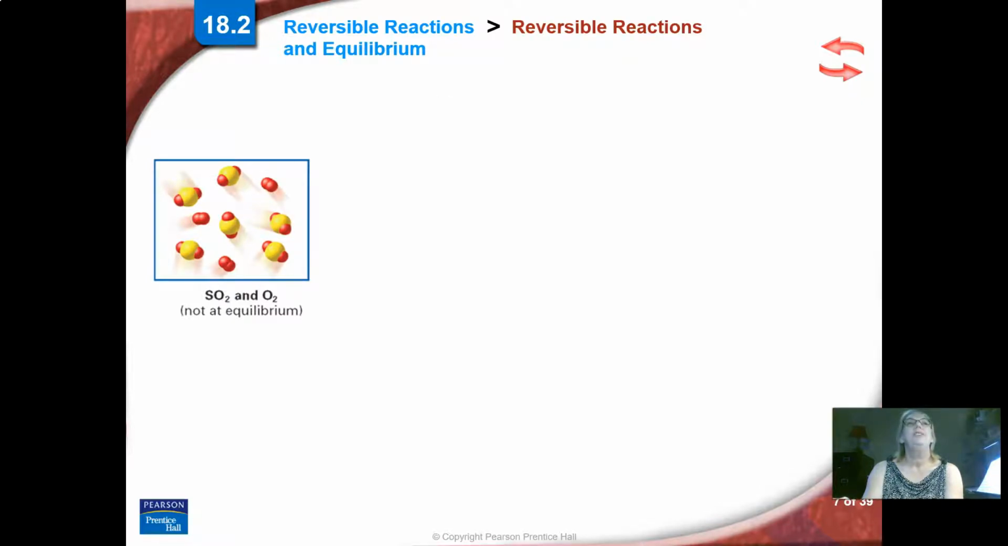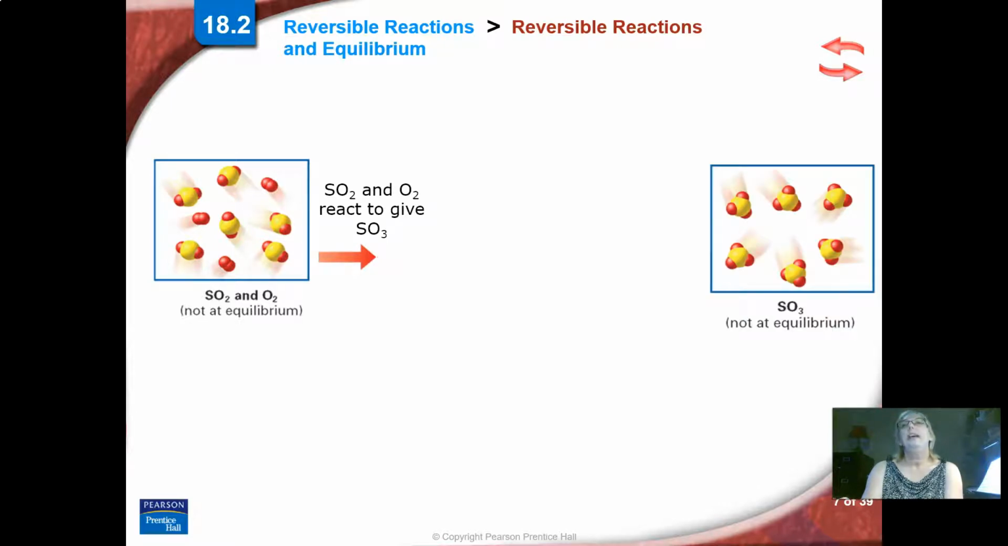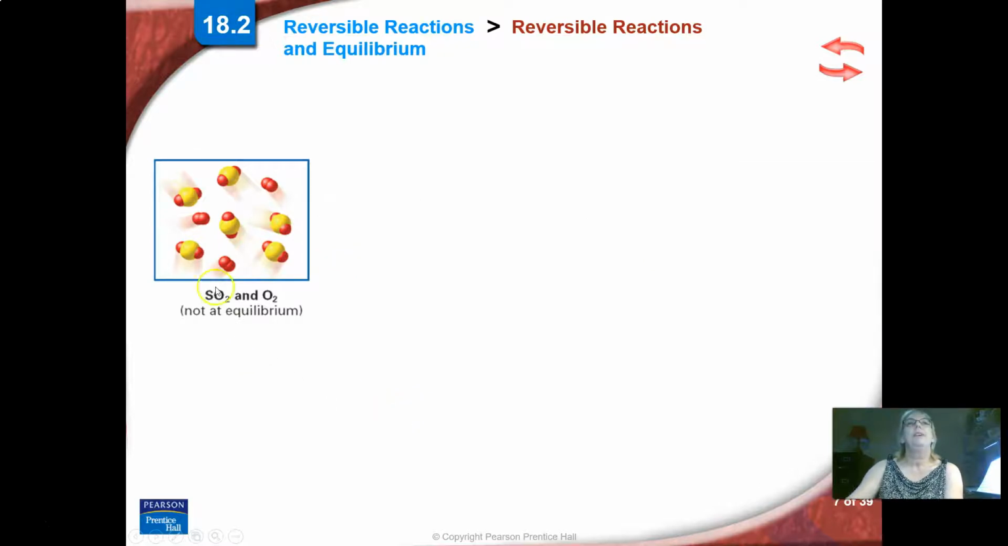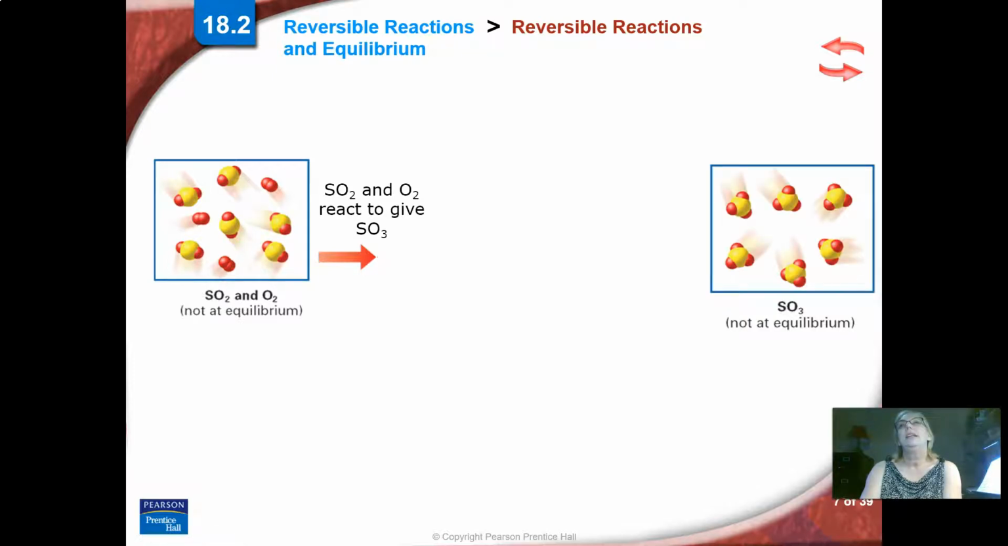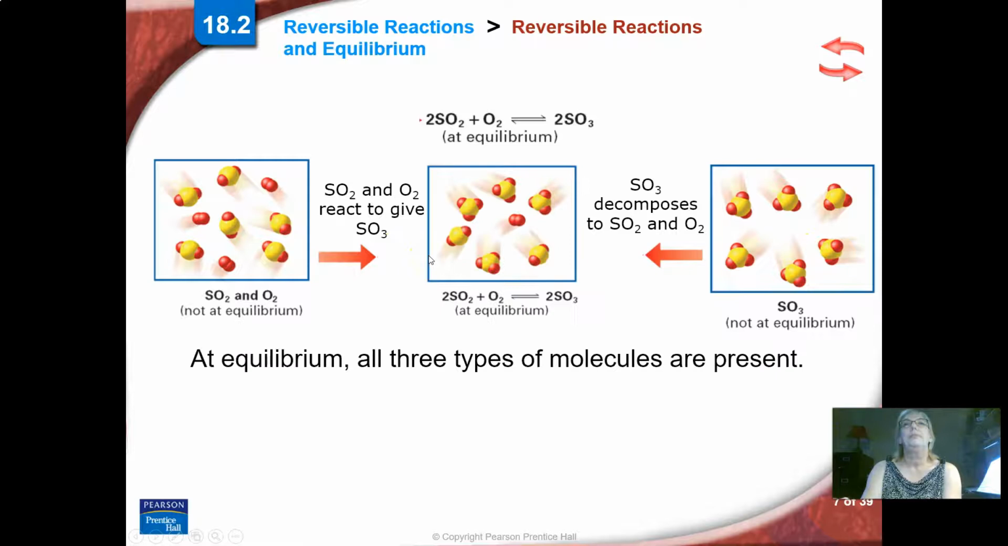So let's look at one. We have SO2 and O2 together. They react to make SO3. We're not at equilibrium yet, and so this happens first. We've got this in a container. Some of it reacts to make SO3, and then some of these decide to break down and go back in that direction. When all these things are happening, then we're at equilibrium.